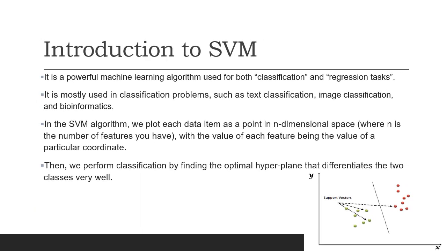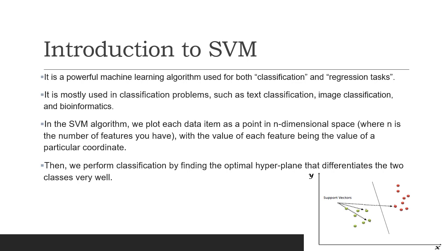First, introduction to SVM. SVM is a powerful machine learning algorithm. It is used for both classification and regression tasks. In these both, the most used is classification problems like text classification, image classification, and bioinformatics.